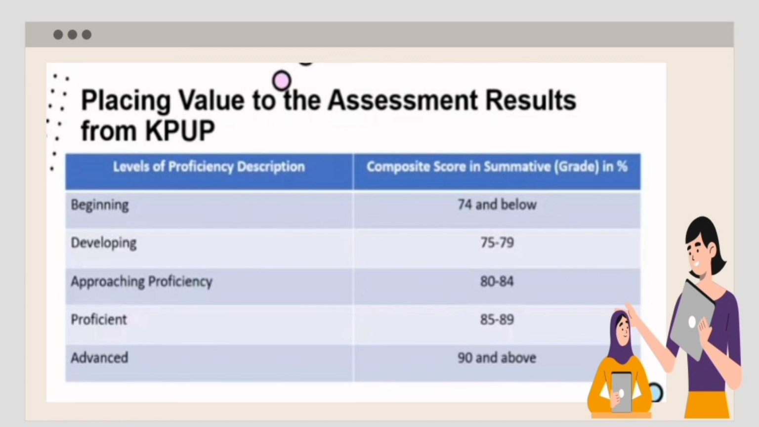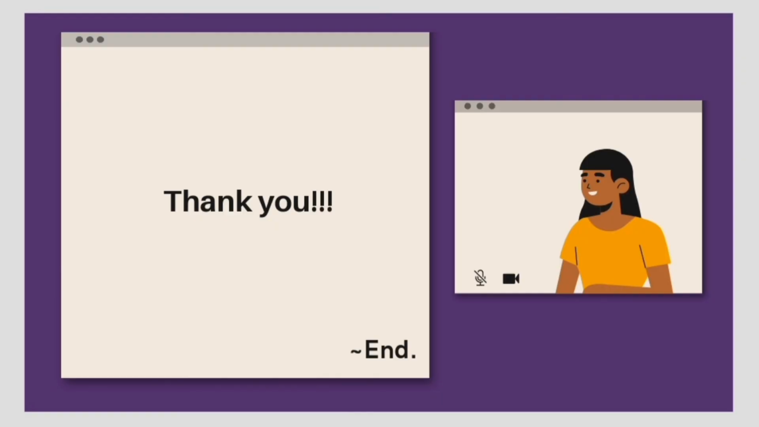Here we can see that students who get a grade of 74 and below belong to the beginning level. Those 75 to 79 are described as developing. Those who get 80 to 84 are categorized as approaching proficiency. Those who get 85 to 89 are considered proficient, and those who get a rating of 90 and above are considered advanced. And that ends my report. Thank you for listening.